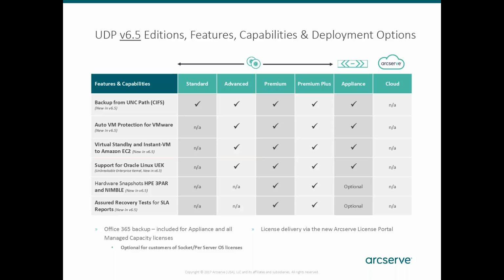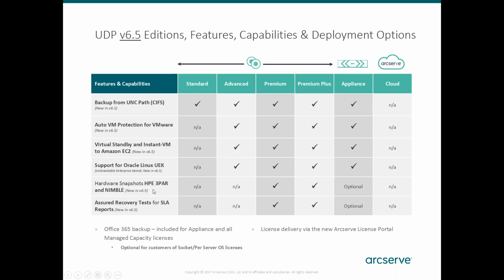The auto VM protection is an advanced feature, and instant VM has already been an advanced feature in the previous version. So the combination of Amazon EC2 system restores between virtual standby and instant VM is also an advanced feature. Similar to that, we made the Oracle Linux unbreakable enterprise kernel support an advanced feature. This typically goes along with Oracle, so that fits the advanced versus standard combination quite well.